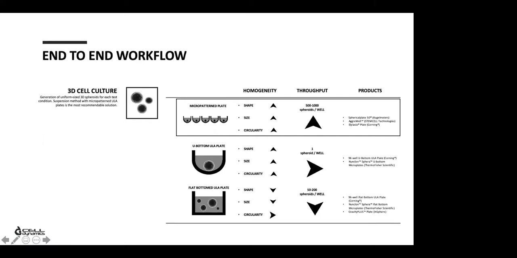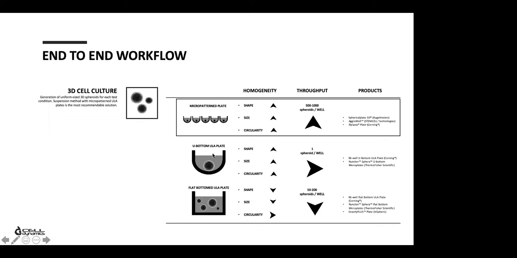Today, we ask customers to introduce as a sample input from 20 to 100 spheroids for each test condition. And that's why micro-pattern plates or flat bottom plates are more compatible compared to U-bottom plates, because these two products create spheroids at a higher yield. The main drawback of flat bottom plates is that they create spheroids with heterogeneous size and shape. On the contrary, micro-pattern plates represent our most recommended solution because they can create homogeneously sized and shaped samples.